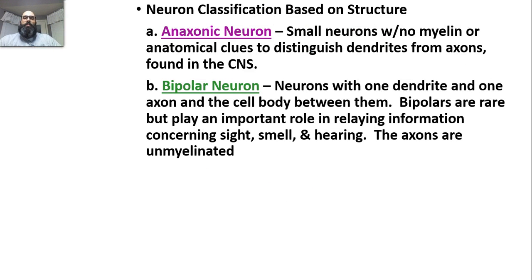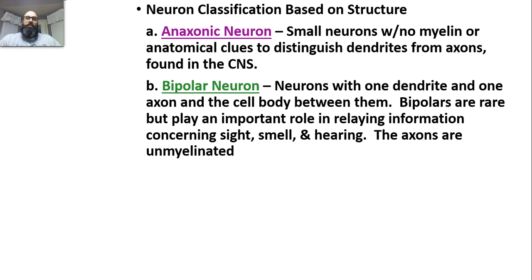Then you also have what are called bipolar, bi referring to two. This is where the neurons have one dendrite and one axon, and the cell body is located between them. They're relatively rare, but they play a super important role in relaying information concerning sight, smell, and hearing, which leads me to tell you that bipolar neurons are most likely associated with cranial nerves. Those are the ones that run straight from the brain out that don't relay through the spinal cord.